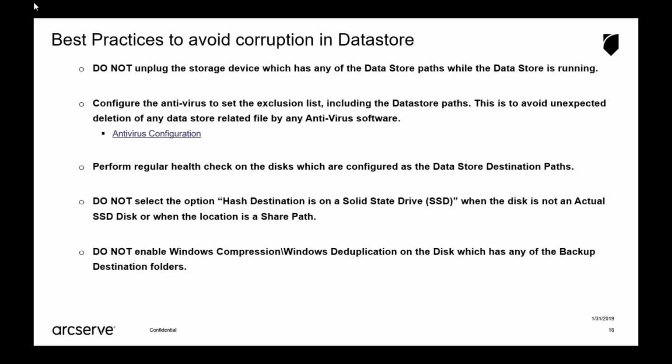Perform regular health checks on the disks which are configured as data store destination paths. Whether it is the storage or the local disk, do check disk and run diagnostic tools on the storage to make sure the disk is clean. If you do not have an SSD disk, do not select the option hash destination is a solid state drive. Only when the SSD disk is used for hash will you select this option.